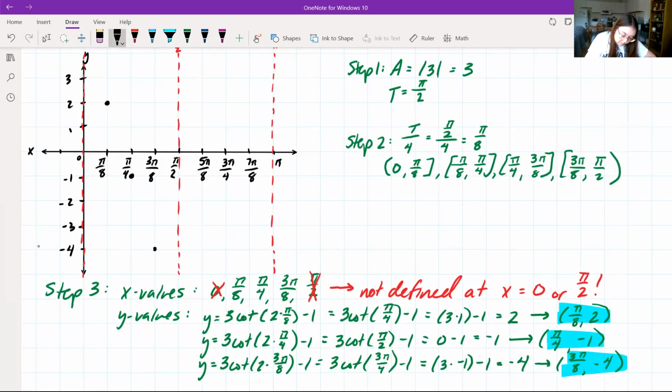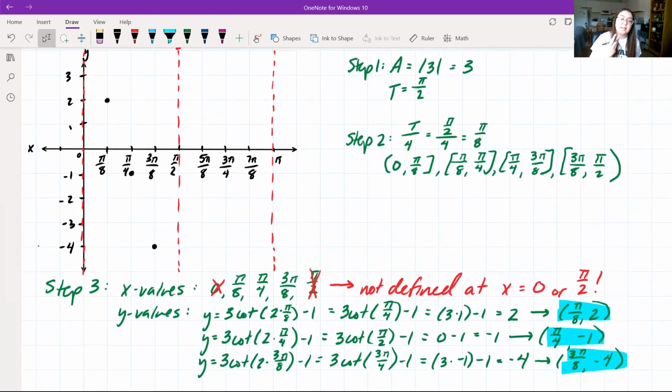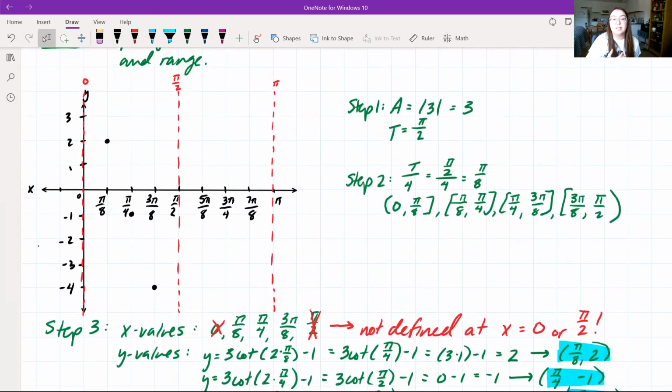So 3 pi over 8, -4. So these are our points here. And so what we see is that as x approaches 0, our function is going to go to positive infinity. And as x approaches pi over 2, our function will continue on to negative infinity. So that being said, let's go ahead and just connect our 3 points and then draw the rest.